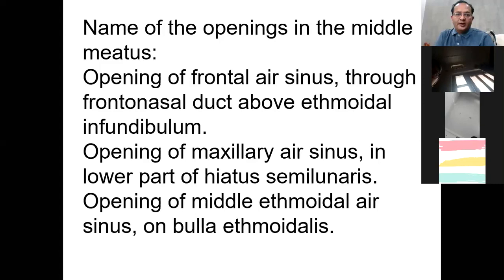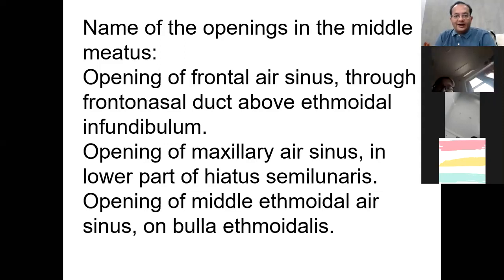And the space beneath the superior turbinate is known as superior concha. Space beneath the middle turbinate is known as middle concha, and space beneath the inferior turbinate is known as inferior concha. Now the openings in the middle meatus. Middle meatus is the space present beneath the middle concha or middle turbinate.